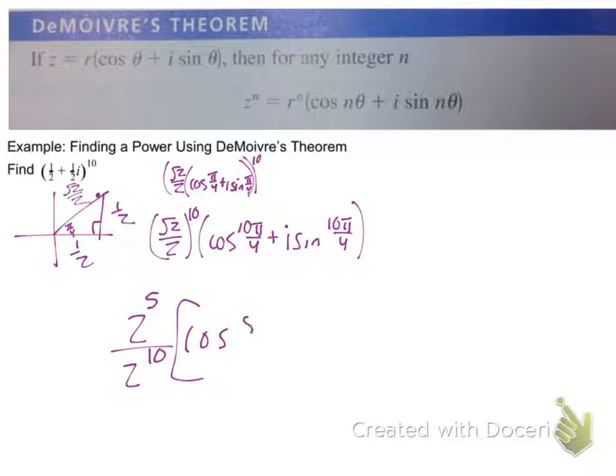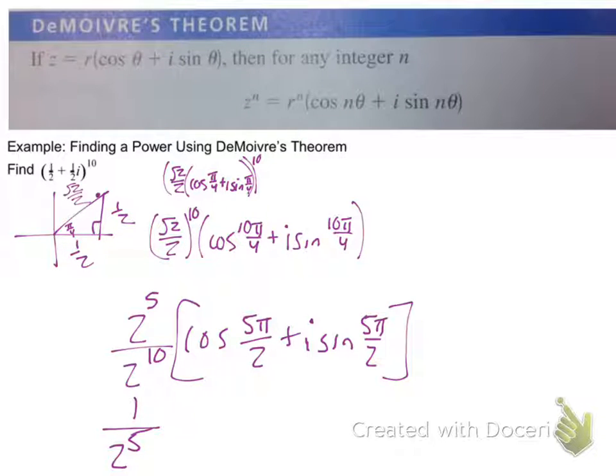And then, would you guys agree that I could reduce that to 5 pi over 2? I think everybody should agree that we're not done. I could simplify the 2's, so that'd be 1 over 2 to the 5th, which actually would just be 1 over 32. Okay, so we're just going to use 1 over 32 times, do I like cosine of 5 pi over 2? Yeah. Is there a better way?